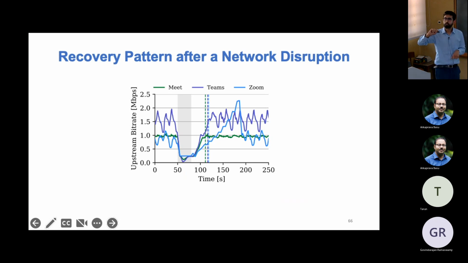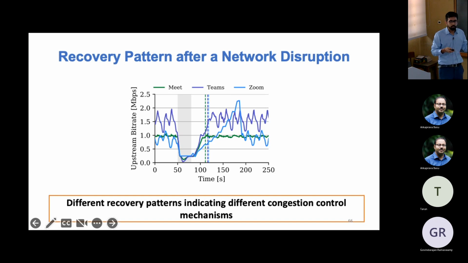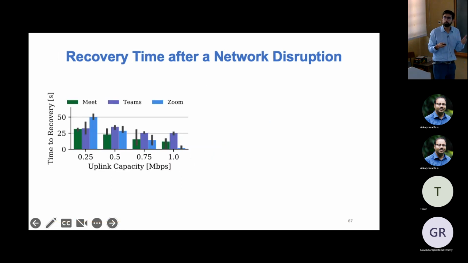So it's very similar to, say, a TCP Cubic kind of congestion control mechanism. But the idea is that these VCAs implement different congestion control mechanisms, and then we looked at how that impacts user performance. To do that, we look specifically at the time to recovery, the time it takes to get back to the nominal utilization before the disruption.